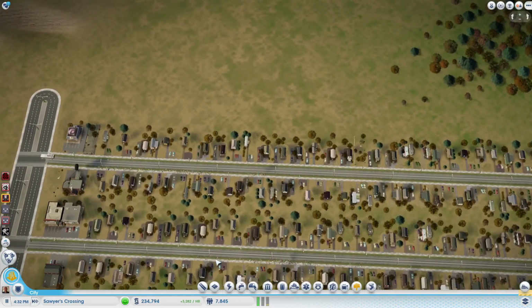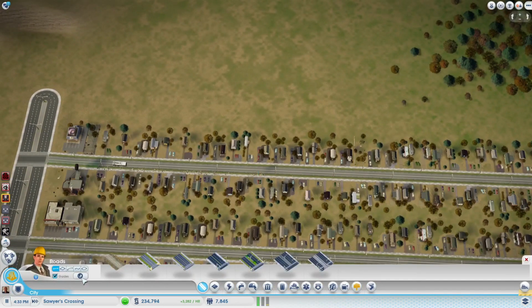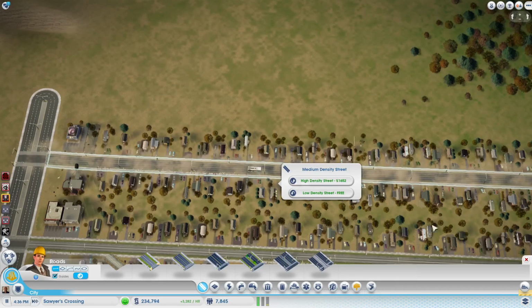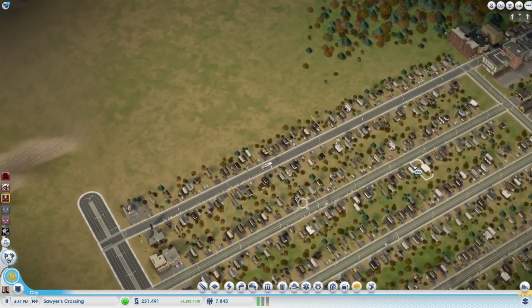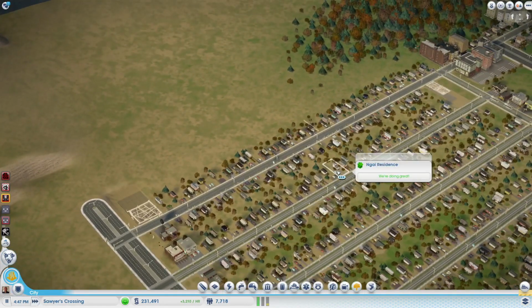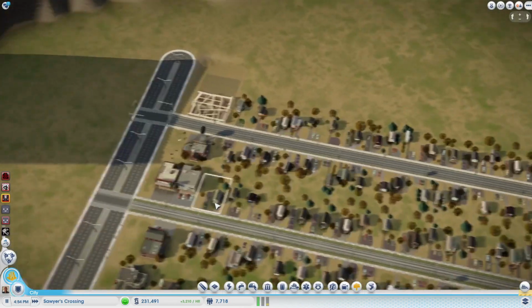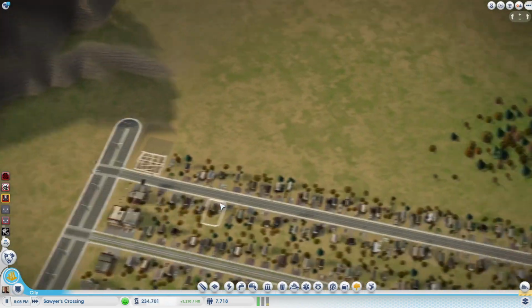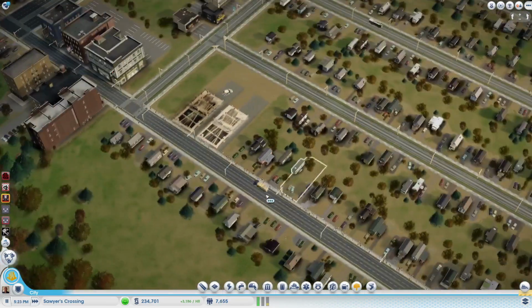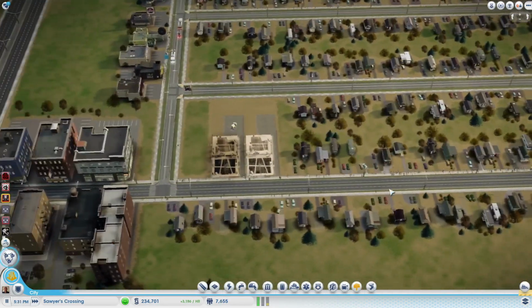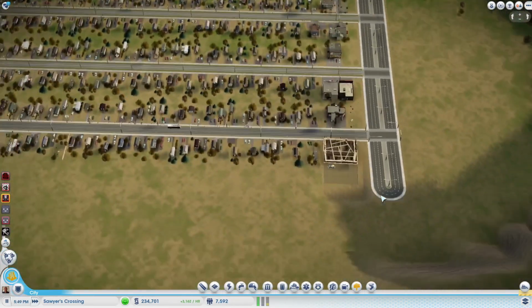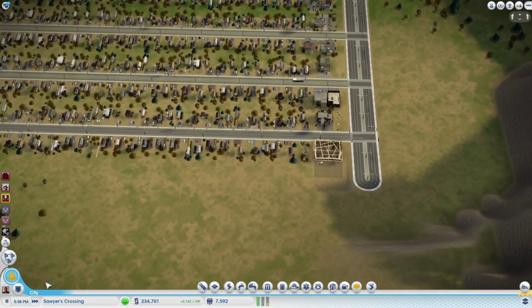So the process of changing their density is a process of changing this road from low density to medium density. And because they are happy, and we're going to speed up, because they're happy, as you'll see, these houses are already starting the process of converting. So now they're going from single family home to multifamily home.